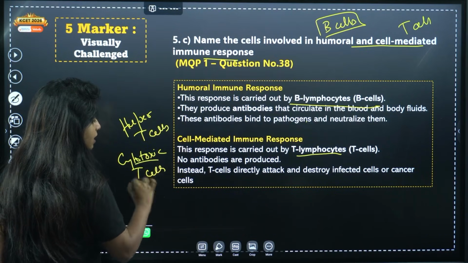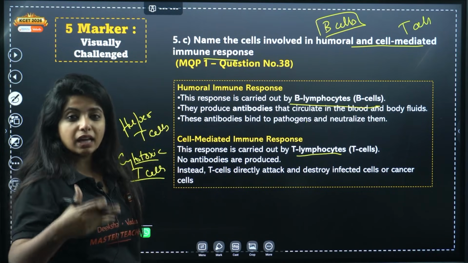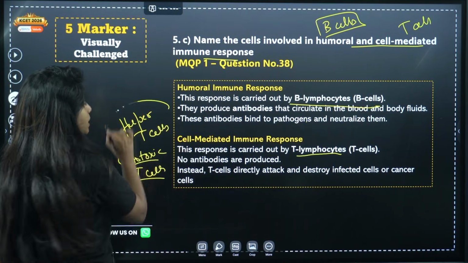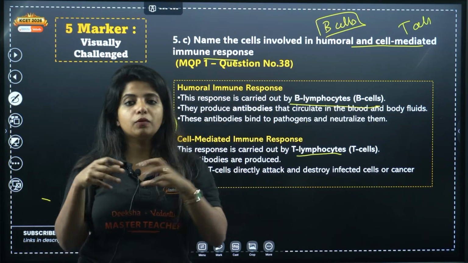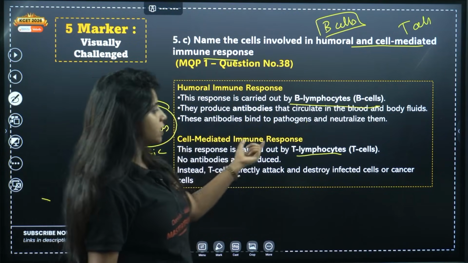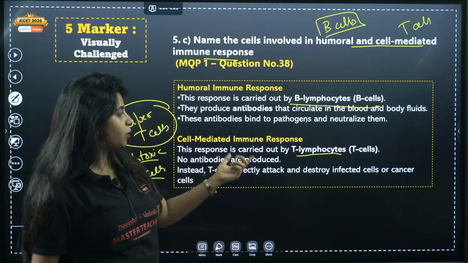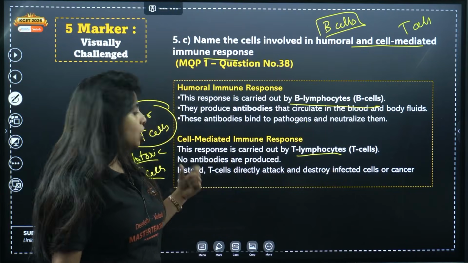So cytotoxic T cells directly go and kill the cells which are infected by a virus, cancer, anything. Now helper T cells give the information to other cells, and the other cells might be performing the same function. Okay, so cell-mediated immune response is carried out by T lymphocytes. No antibodies are produced over here. Instead, T cells directly attack and destroy the infected cells or the cancer cells.